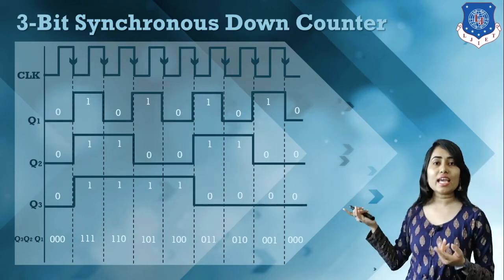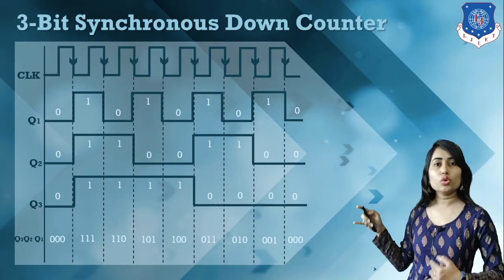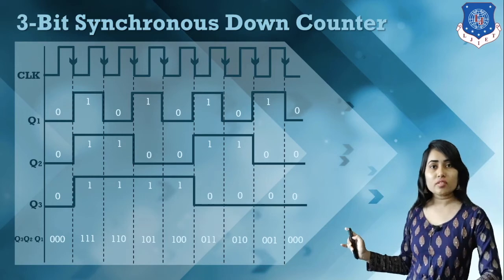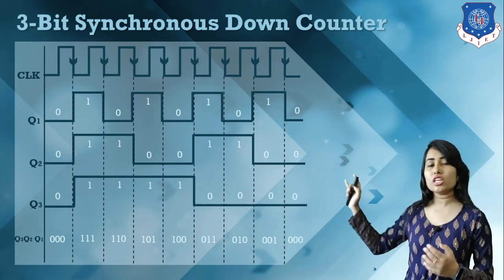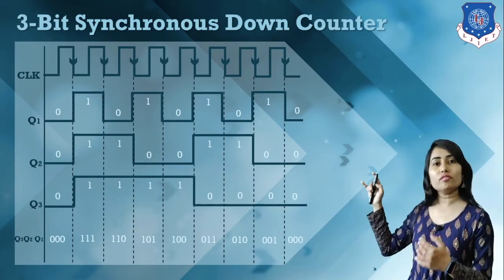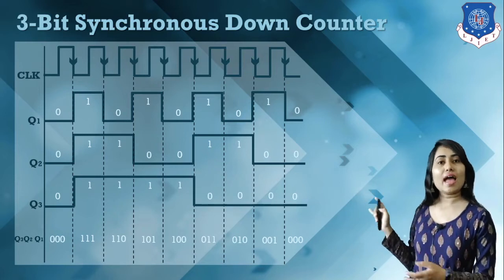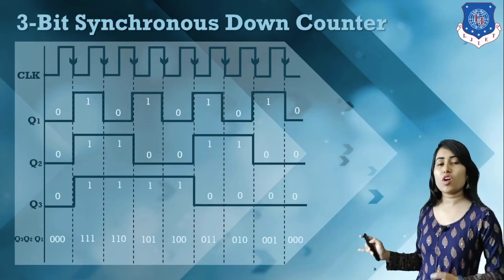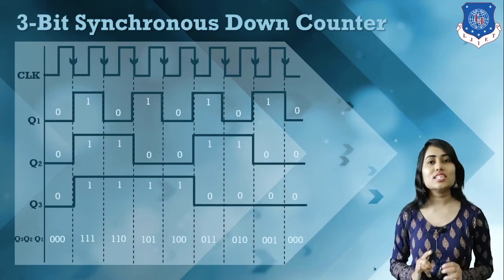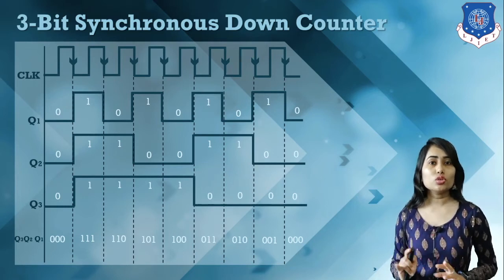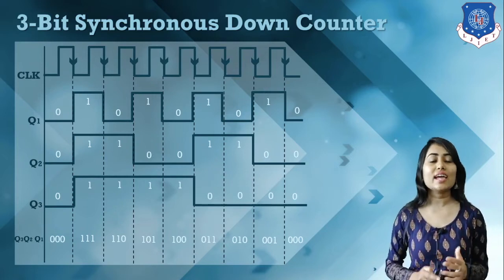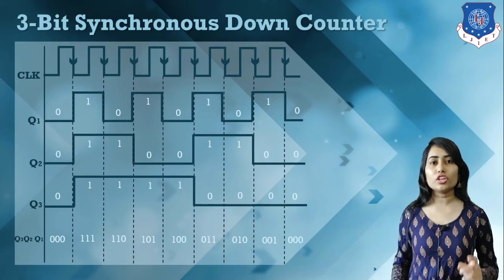So we can calculate the values of Q1, Q2, Q3, and here we have values like 0 0 0, which is our initial value when there is no clock signal. Then we have 1 1 1, then 1 1 0, then 1 0 1, and so on. So this is basically 7 6 5 4 3 2 1 0, and again it starts from 7. So this is our synchronous down counter. Using this logic we can design a 3-bit synchronous down counter, or a synchronous down counter of any bit size.